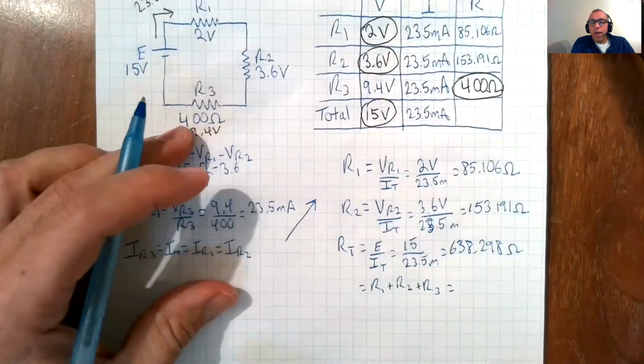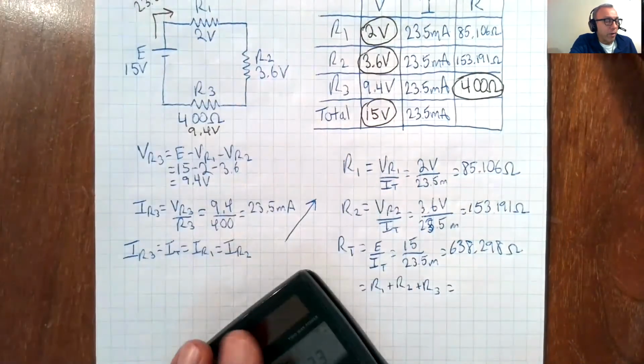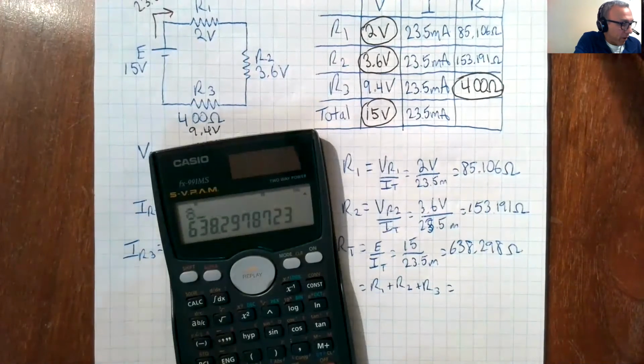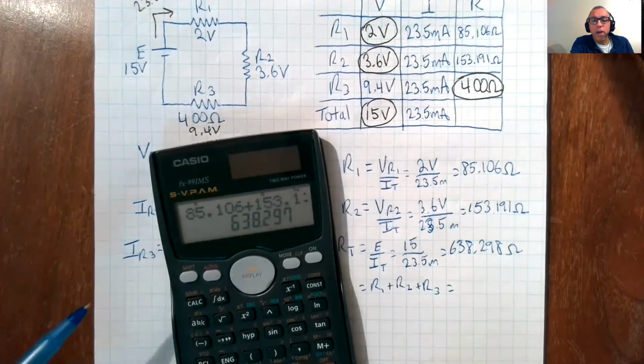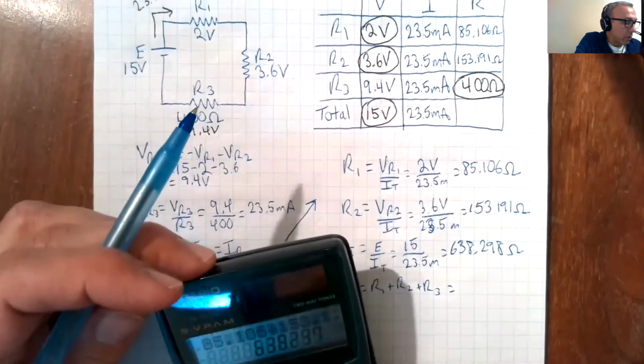And we can also add them together. So if we add 85.106 plus 153.191 plus 400, we get 638.297.